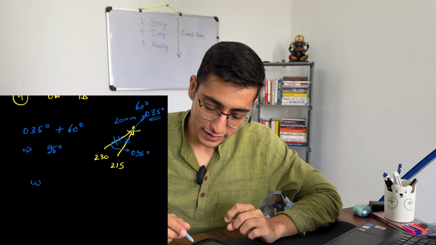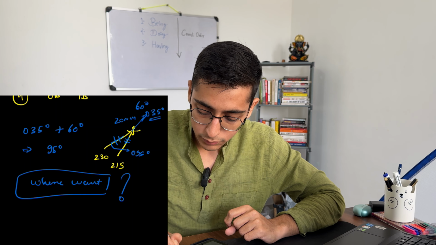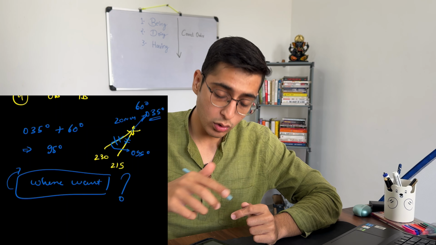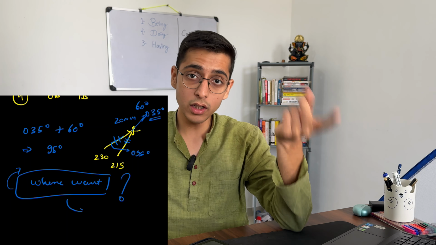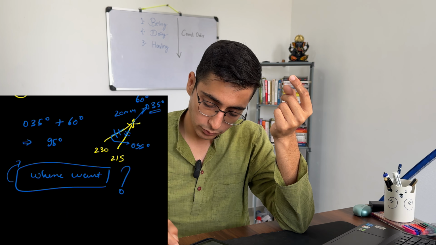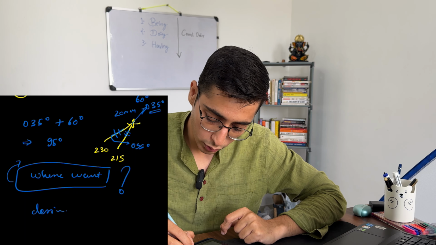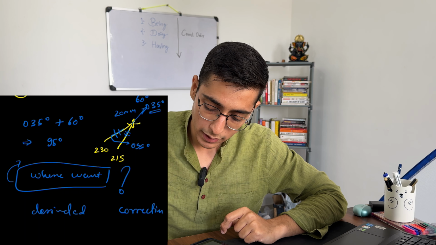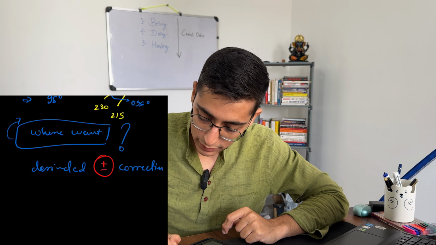So the important things that you need to know is where you want to turn, to your left or your right. But to know where you want to turn, you need to know where you are and where you want to go. Once you know where to turn, you need to know which heading to follow. For which heading to follow, you need to know your desired course and you need to know your correction that you are applying. And based on the case, you add plus or minus.